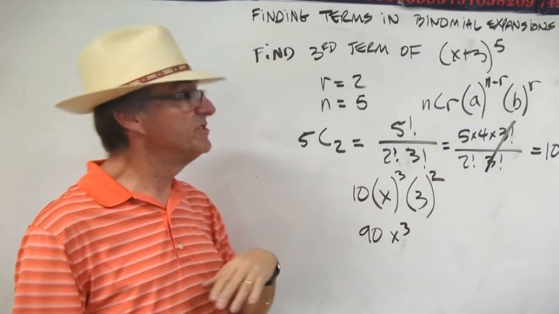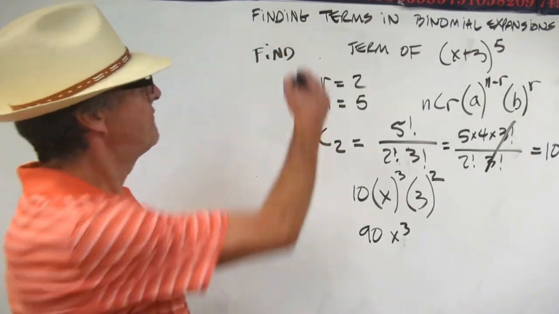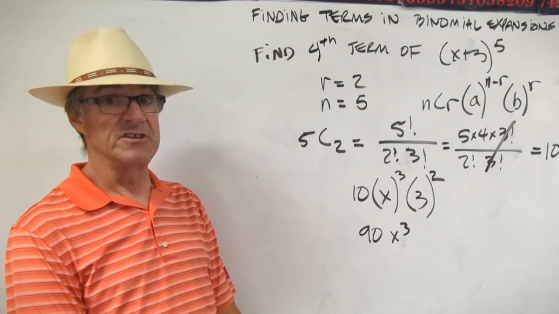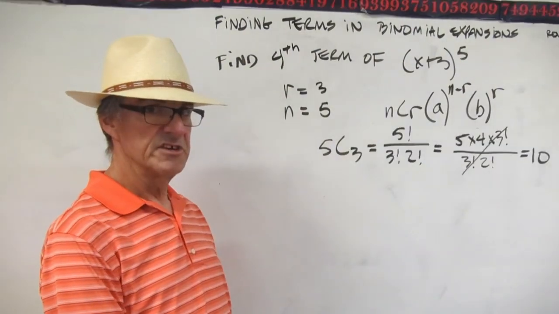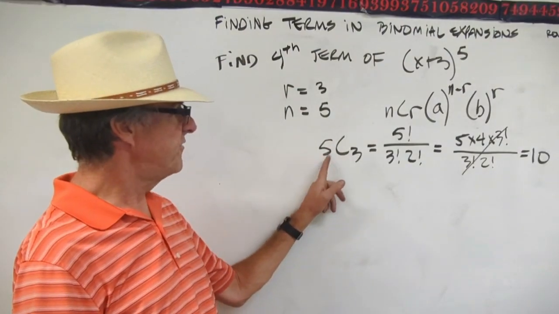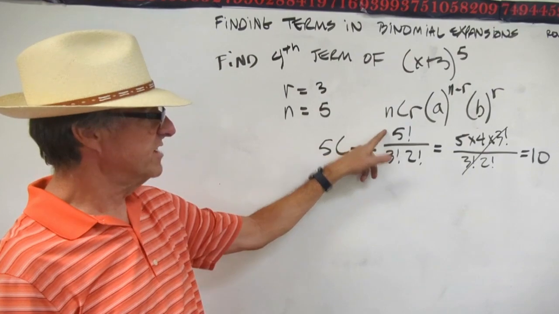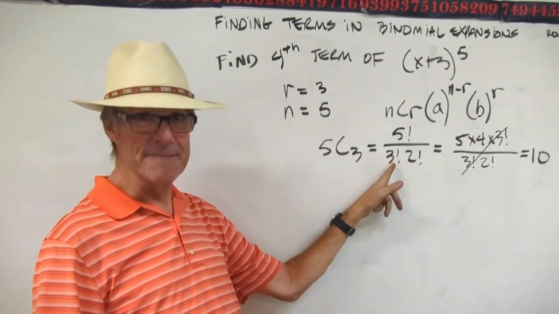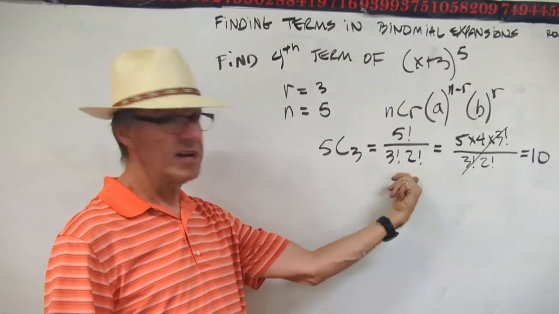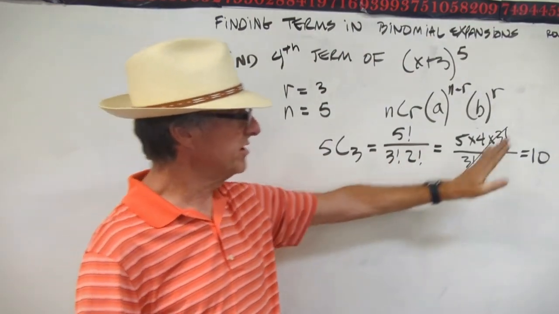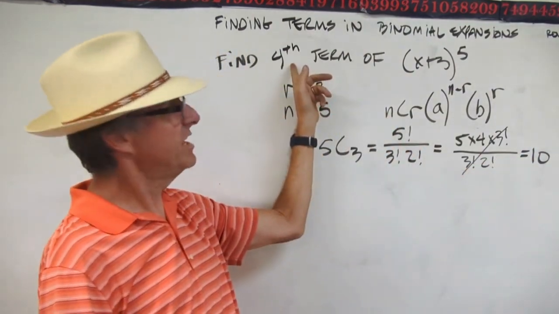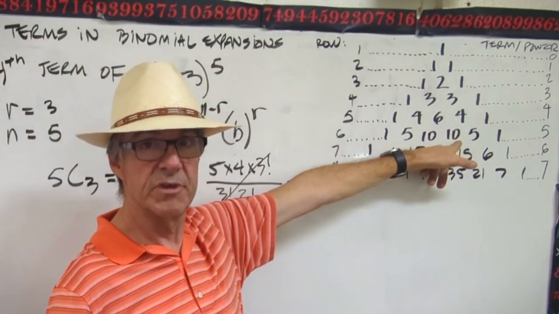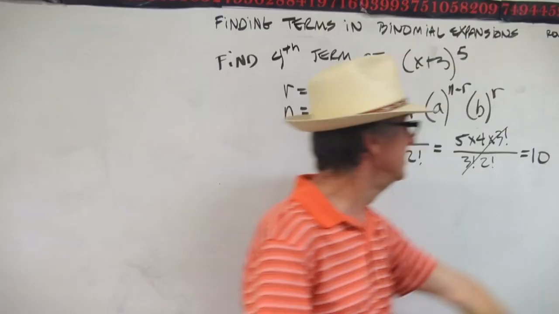Now, I want you to pause the video and find the fourth term. Use the same process and go ahead and do that calculation. All right, here's the first step. We need to do 5C3, so that's 5 factorial over 3 factorial times 2 factorial. You notice that this is the same as it was before, just the 3 and the 2 factorials were switched. But I went ahead and worked it. I got 10. Now look, I'm looking at the fourth term on the sixth row, and guess what? That's also 10. So we can confirm that with Pascal's triangle.